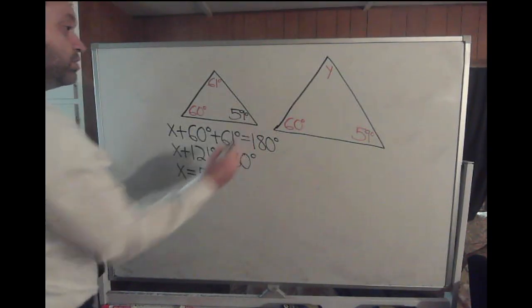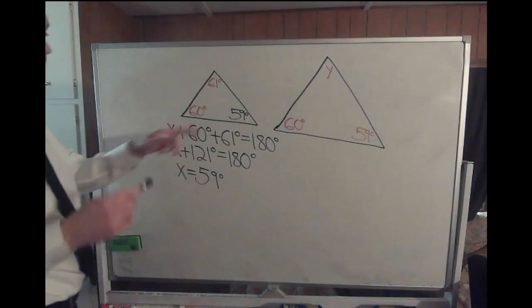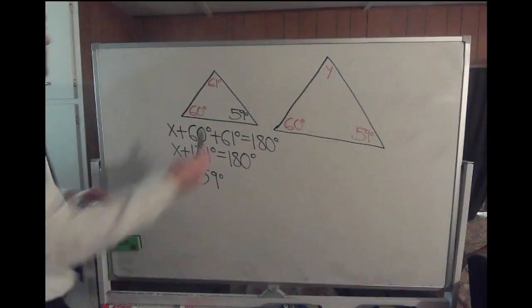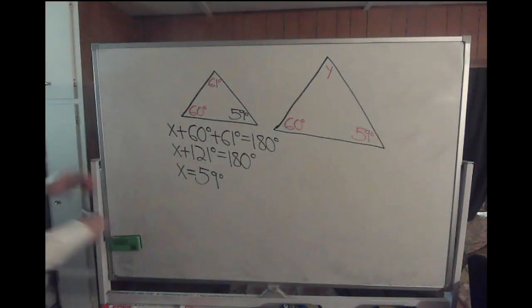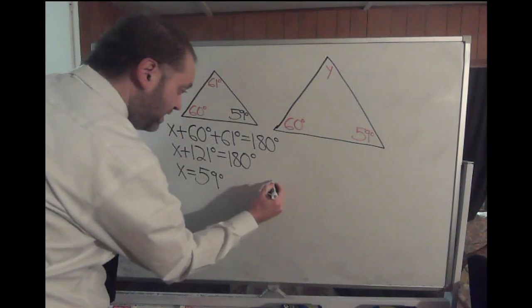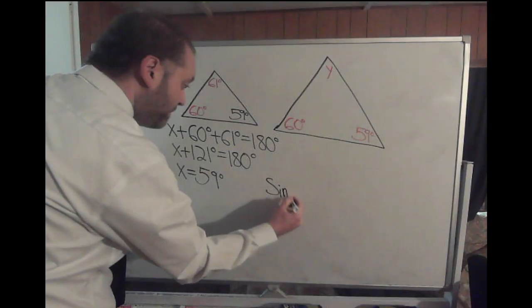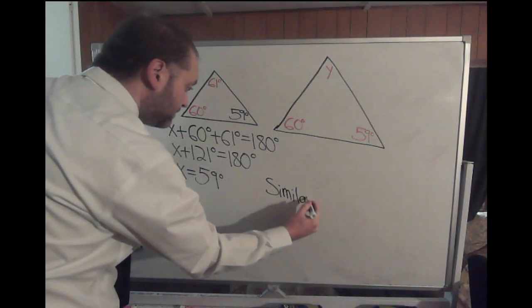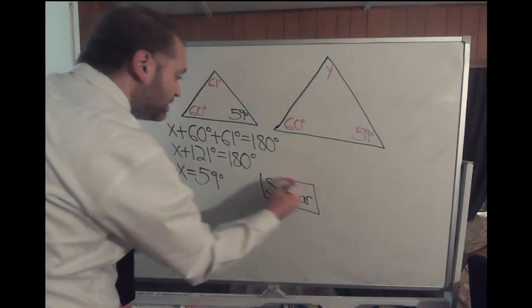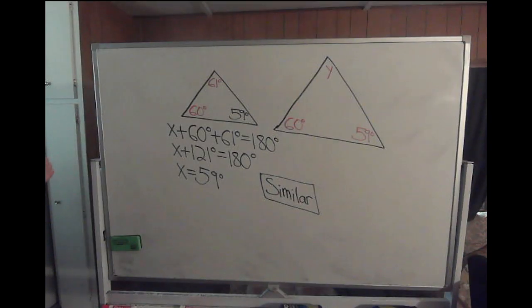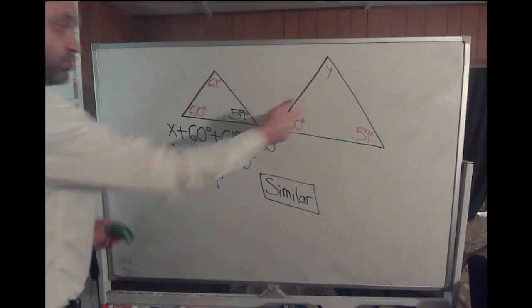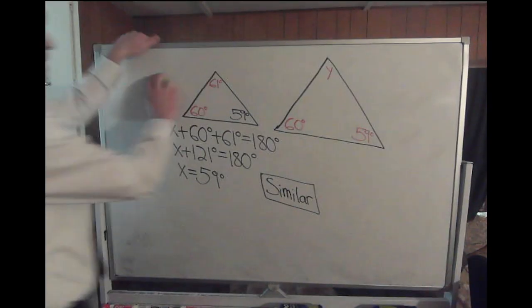Well, what do you know? Both triangles now not only have a 60-degree angle, they both have a 59-degree angle. So yes, these two triangles are in fact similar. So by the angle-angle postulate, we can conclude that these two triangles are in fact similar.